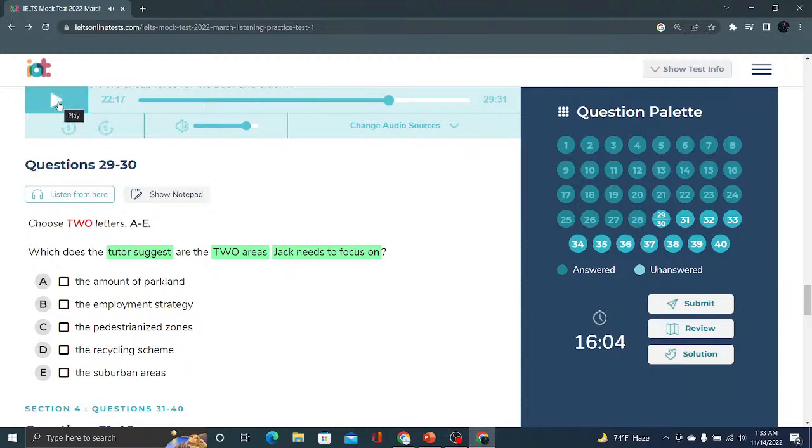He was suggesting, you can say he was asking a question like, you mentioned pedestrian-only areas in your introduction. How about that? And the student was saying okay, so the answer would be the amount of parkland, employment strategy, no, president Jones. Okay, I think the answer would be C.